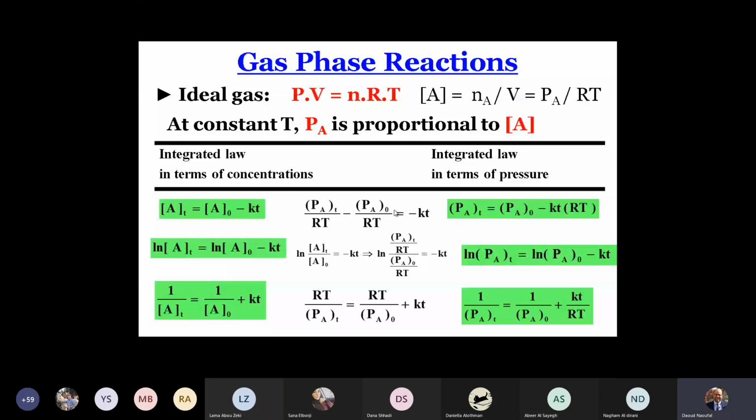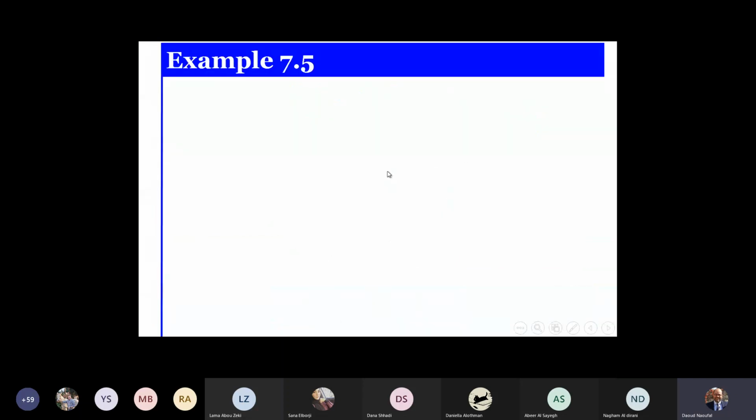Another remark: when the reaction is of the form A to product, the integrated rate law depends on the order. Suppose the reaction is zero order, so we can write [A]t minus [A]0 equals minus kt. Suppose the reaction is not in the form A to product. Suppose the reaction is in the form aA to product. The stoichiometric coefficient of A is not equal to 1, it is equal to a.